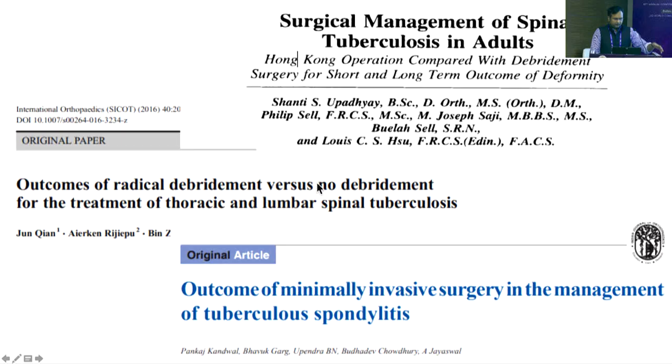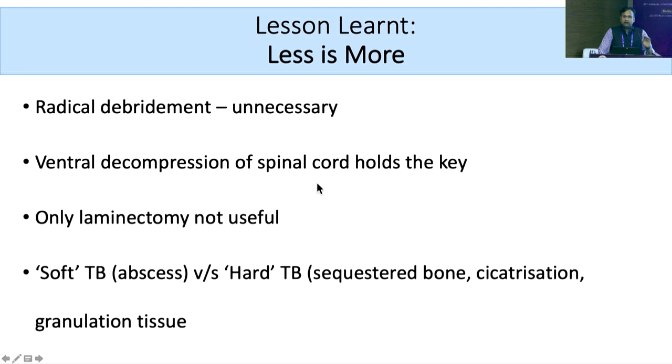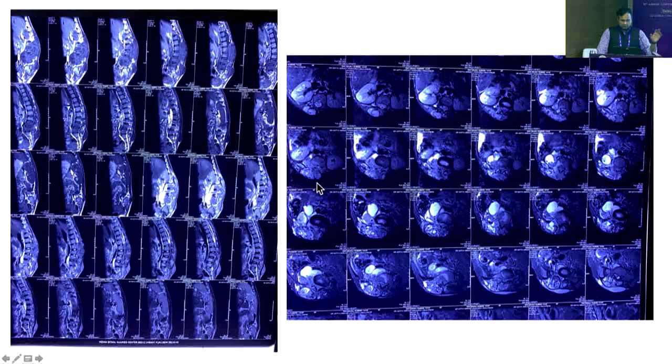And minimally invasive treatment is also very effective. There is no need for radical debridement now. Enough studies are there. Ventral decompression is the key. Only laminectomy is not useful. You have to differentiate between soft TB and hard TB. All those components should be removed.